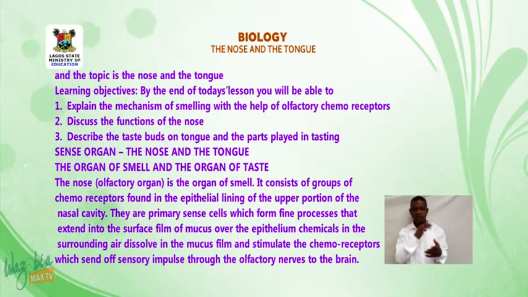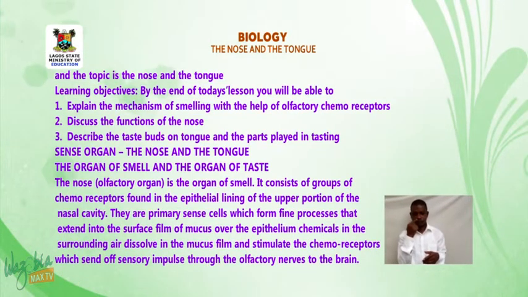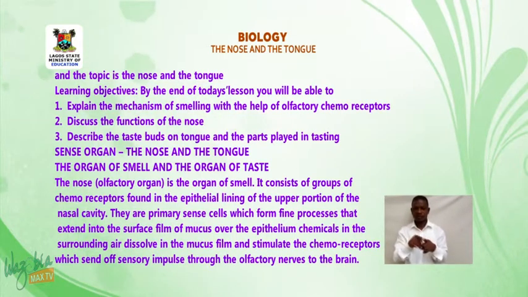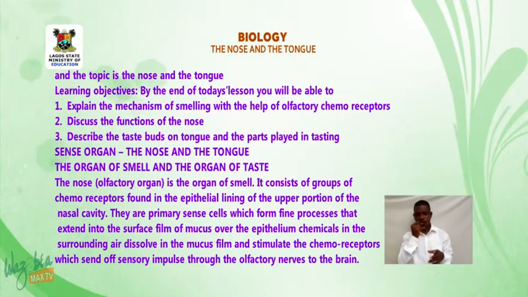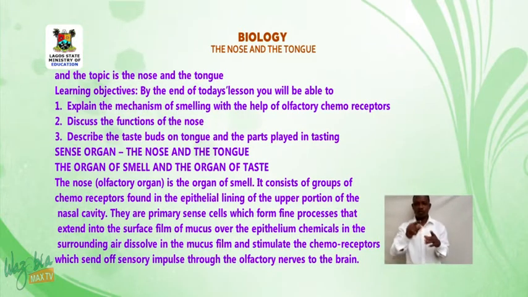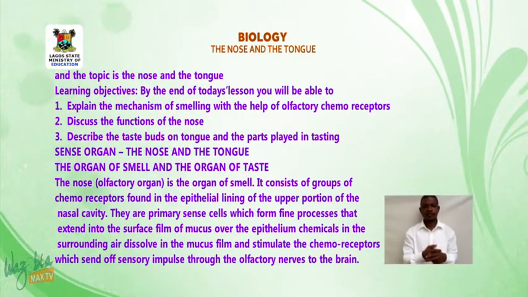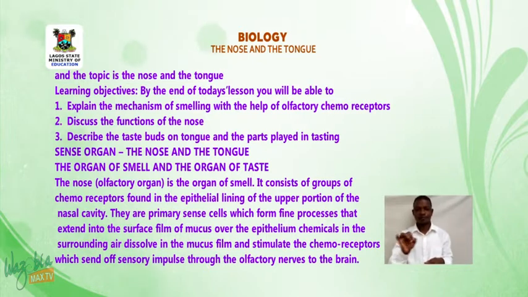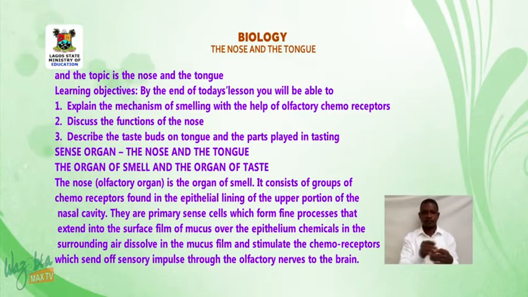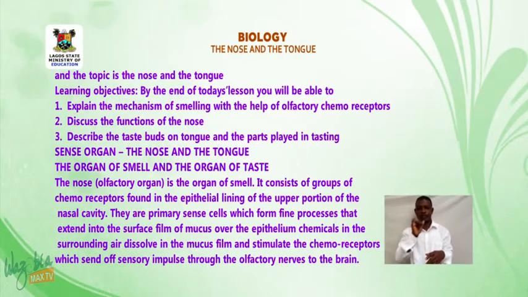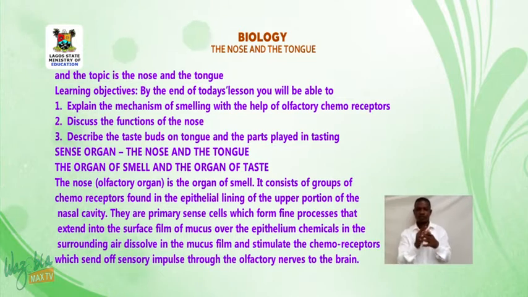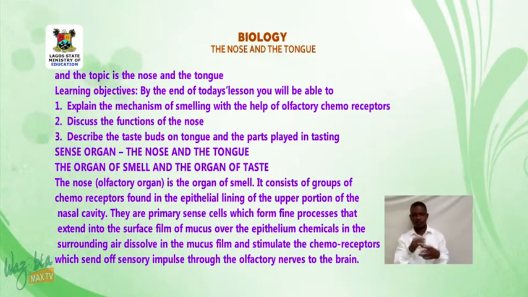Sense organs: the nose and the tongue, otherwise known as the organ of smell and the organ of taste. Now let's look at the nose. The nose, which is also known as the olfactory organ, is the organ of smell. It consists of groups of chemoreceptors found in the epithelial lining of the upper portion of the nasal cavity.